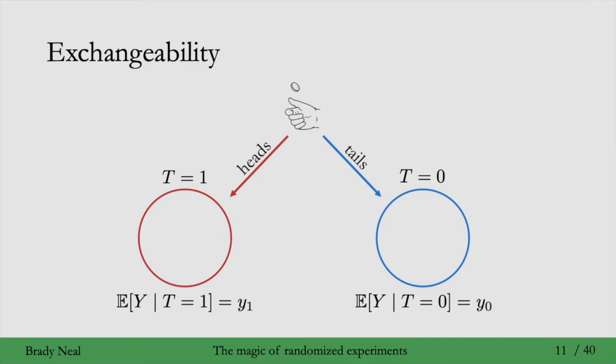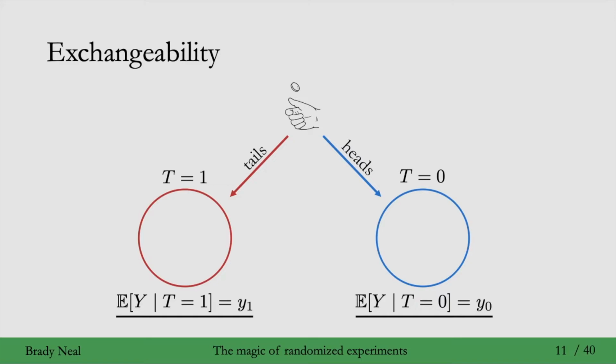Now consider what would happen if we were to just exchange heads and tails here. So now the people who get tails are assigned to the treatment group and the people who get heads are assigned to the control group. Because we're just exchanging heads and tails here, the expected outcome in the treatment group and the expected outcome in the control group will not change. They're just going to stay exactly the same.